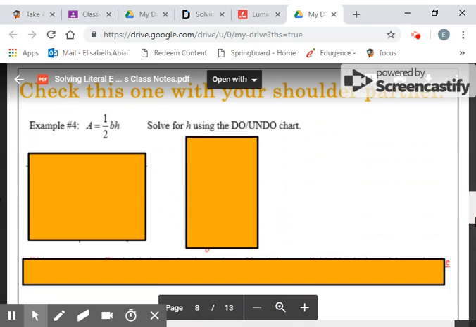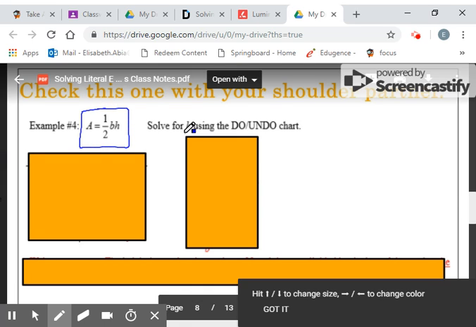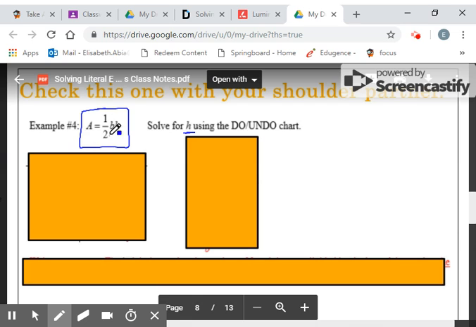Example 4. This is the area for a triangle. Hopefully you recognize that. We're solving for height. So this says area equals a half times base times height. Remember that multiplication is commutative, meaning we can do it in any order. And we're solving for h.